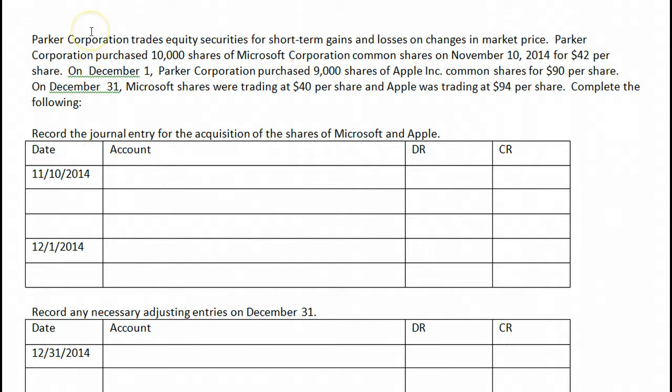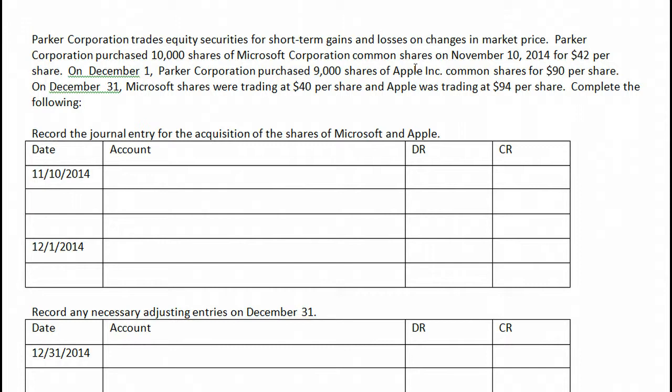Parker Corporation trades equity securities for short-term gains and losses on changes in market price. Parker Corporation purchased 10,000 shares of Microsoft Corporation common shares on November 10, 2014 for $42 per share. On December 1st, Parker Corporation purchased 9,000 shares of Apple Incorporated common shares for $90 per share. On December 31st, Microsoft shares were trading at $40 per share, and Apple shares were trading at $94 per share. Complete the following. Record the journal entry for the acquisition of the shares of Microsoft and Apple.